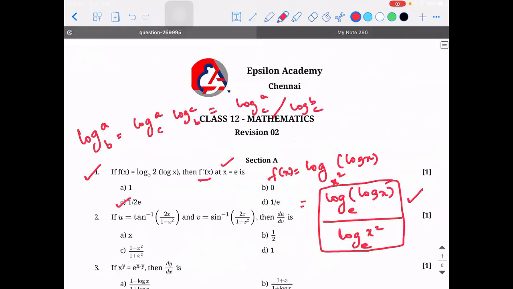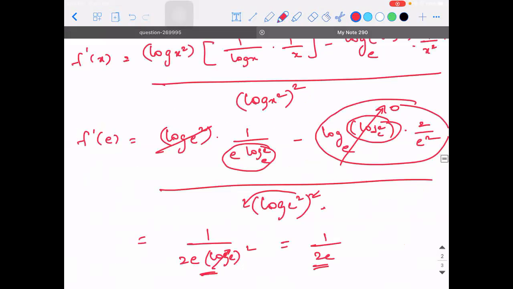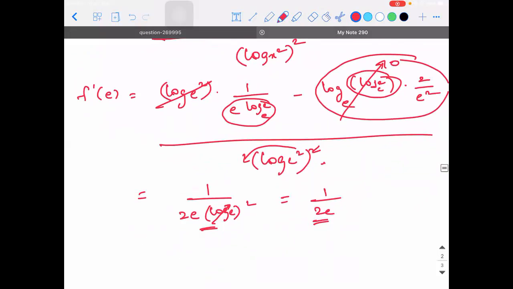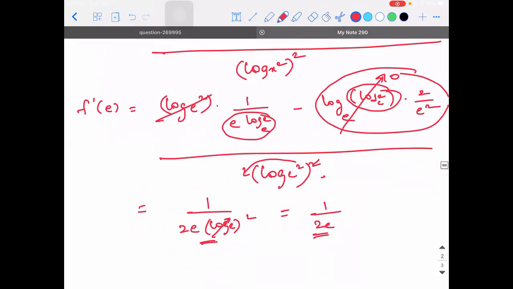1 by 2e. Guys, I hope everyone is clear. Can you show that? Sure, I'll do that. If there is any doubt in the step, please let me know. Yes, sir. Thank you, sir. Clear? Yes, sir. Okay, we'll go to the next problem.